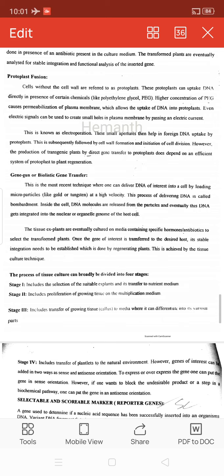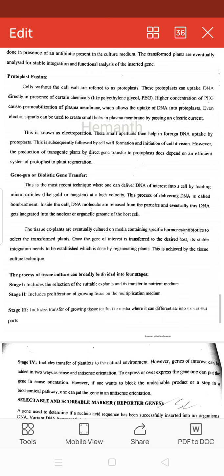Once the gene of interest is transferred to the desired host, its stable integration needs to be established, which is done by regenerating plants. This is achieved by tissue culture techniques. The process of tissue culture can broadly be divided into four stages.